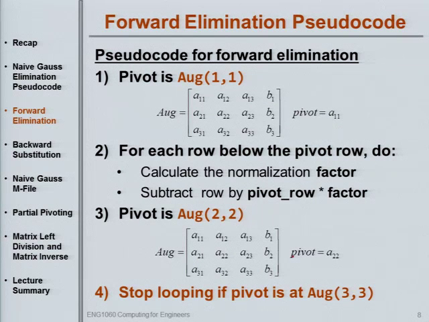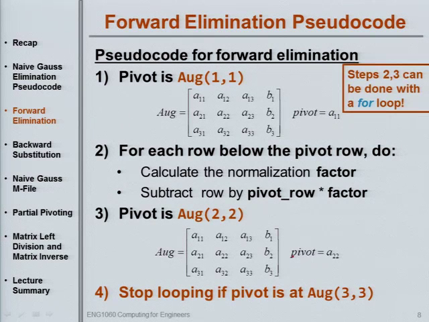Okay, so for the forward elimination, I've just expanded out what we had on the previous slide a little bit more. Steps 2 and 3 are basically going to be done in a for loop. That's the whole process of shifting one row down each time you do a new pivot row. So steps 2 and 3, and then we do a check to see whether we're at the end or not. If not, do another step 2, step 3, etc.